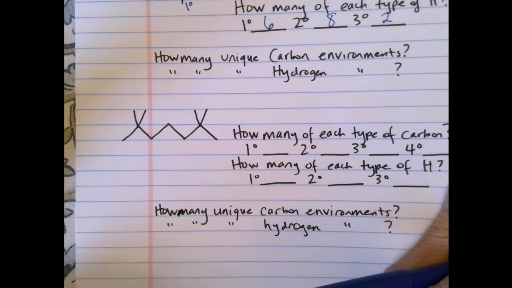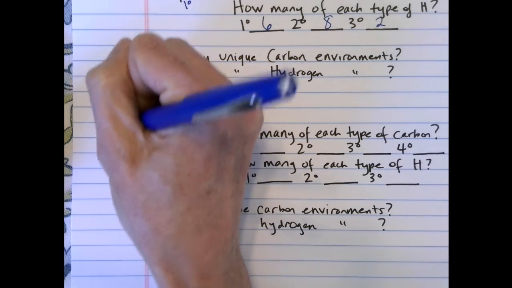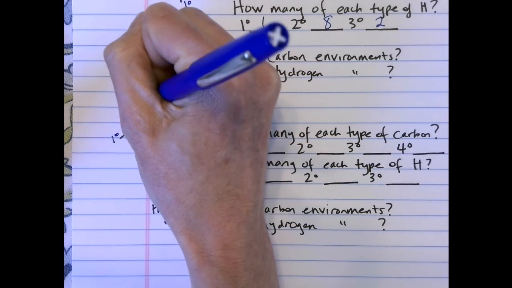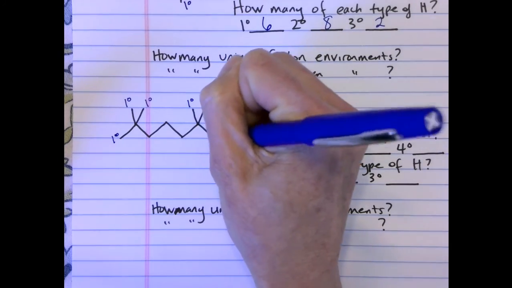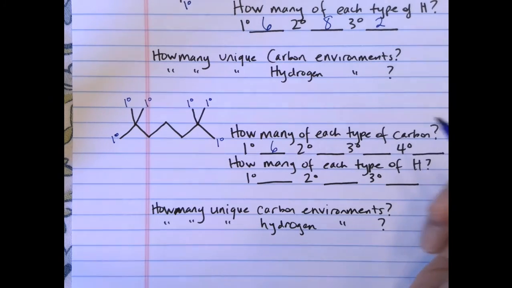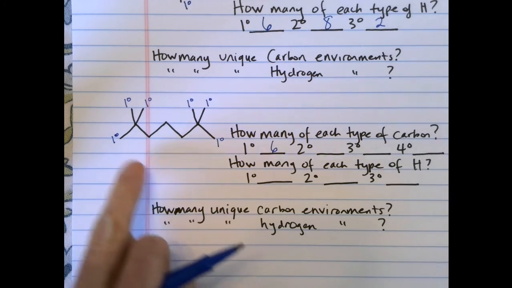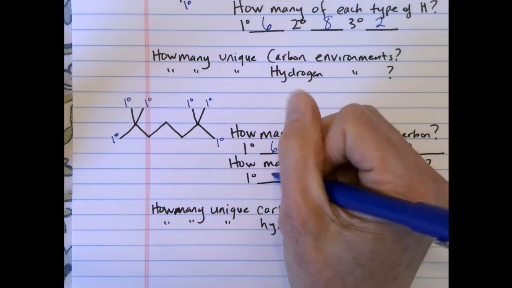Now we'll come down to look at this one. Okay, I see a lot of primary carbons in this one. Here we have one. Here we have one. Anytime you have a methyl hanging off somewhere, that's going to be a primary carbon. So we have 1, 2, 3, 4, 5, 6 primary carbons. And then if we count the hydrogens, 3, 6, 9, 12, 15, 18.